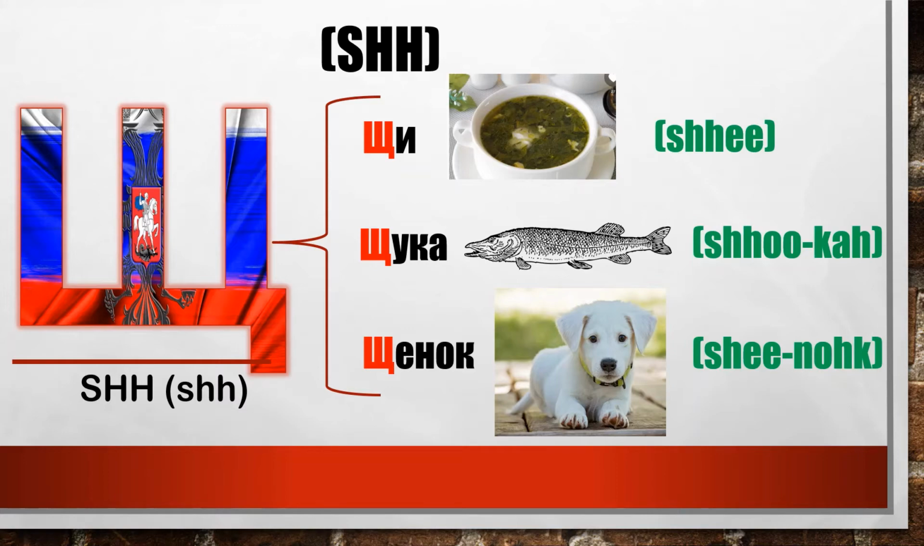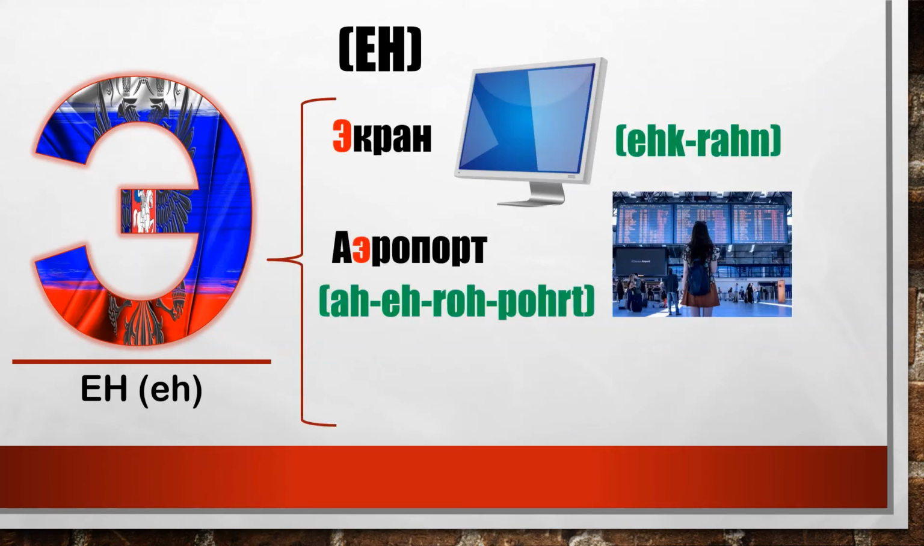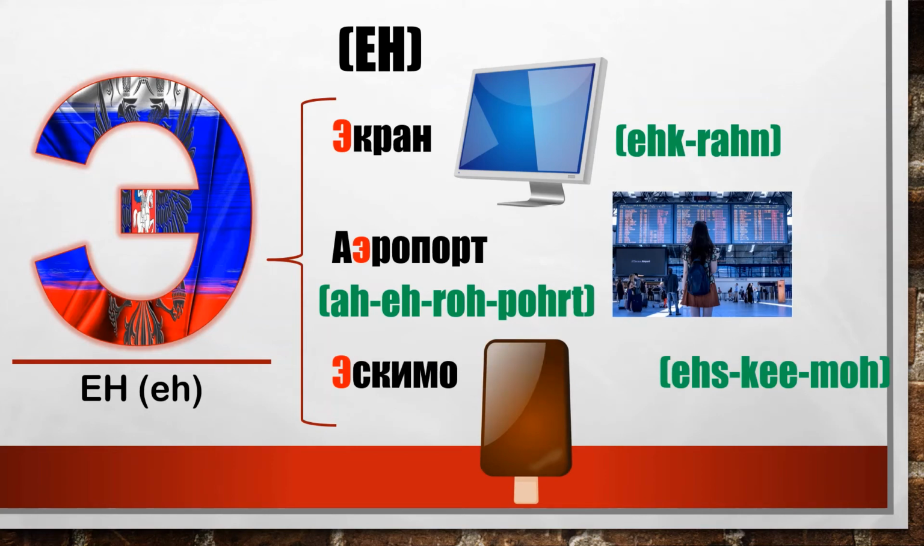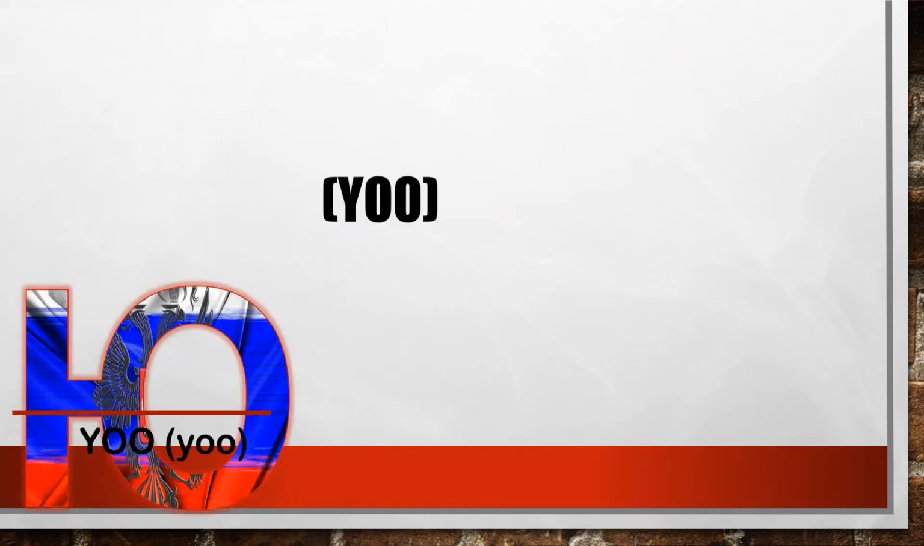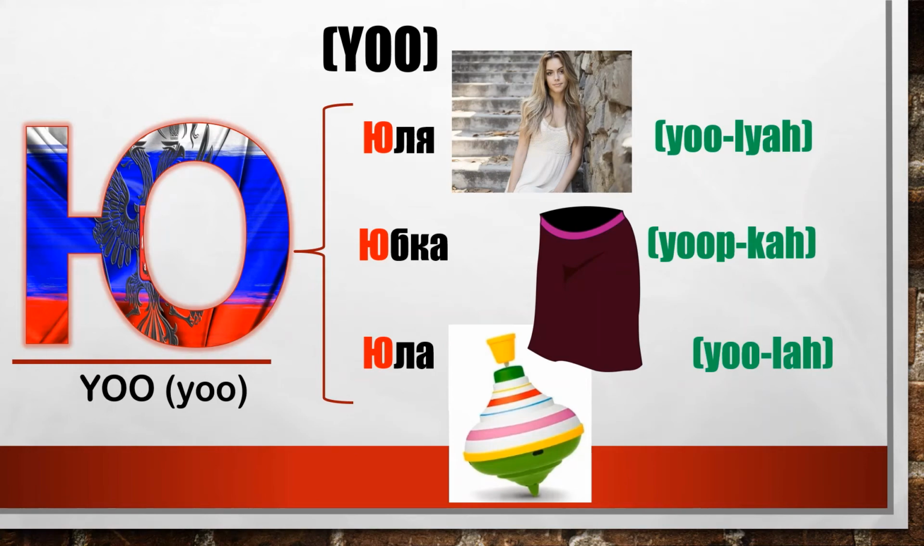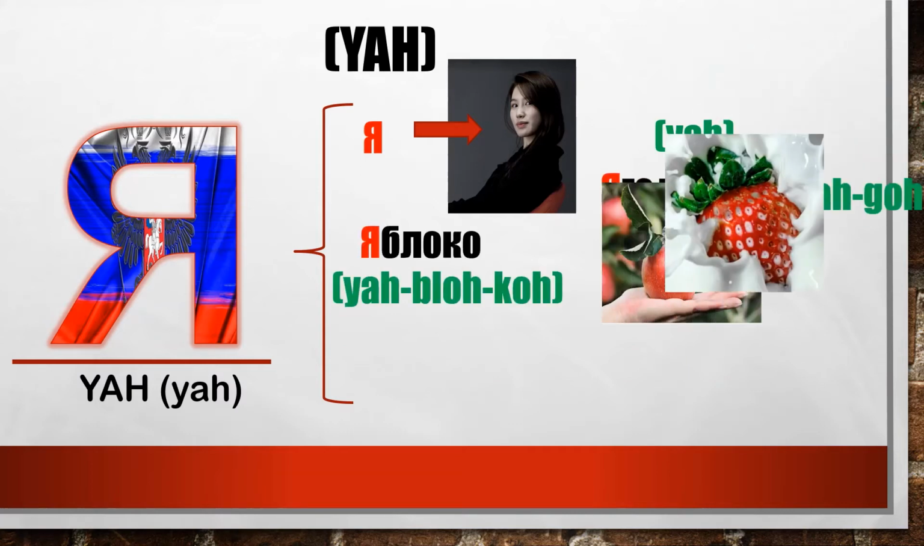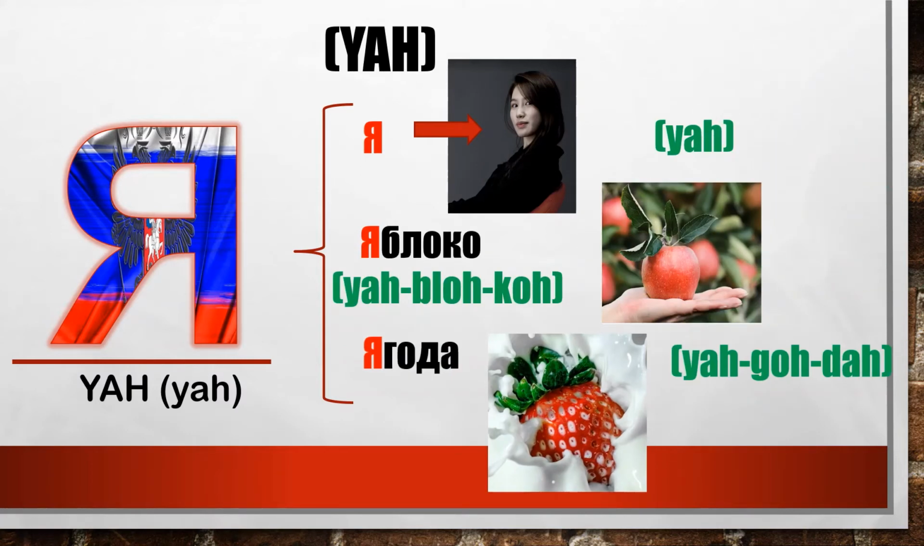It's a оборотное «э», this is a wide «э» sound: экран, аэропорт, эскимо. Ю: Юля, юбка, юла. Я, in the word я, which means I: яблоко, ягода.